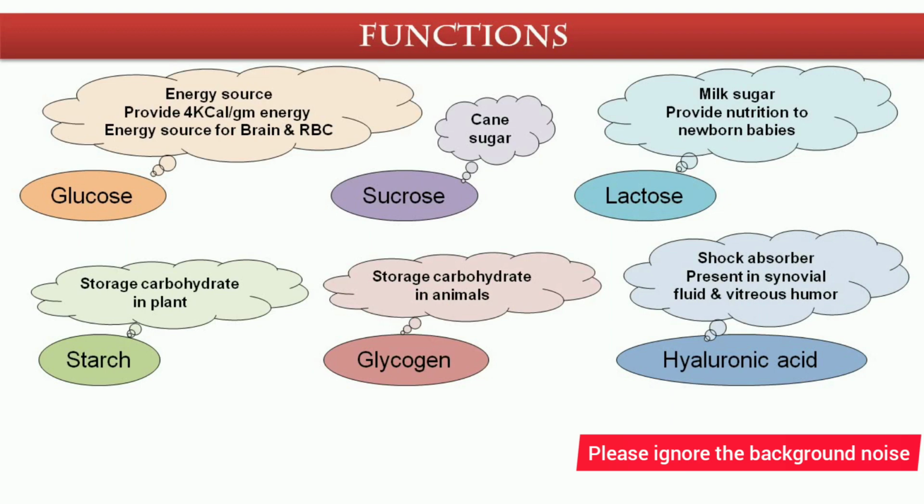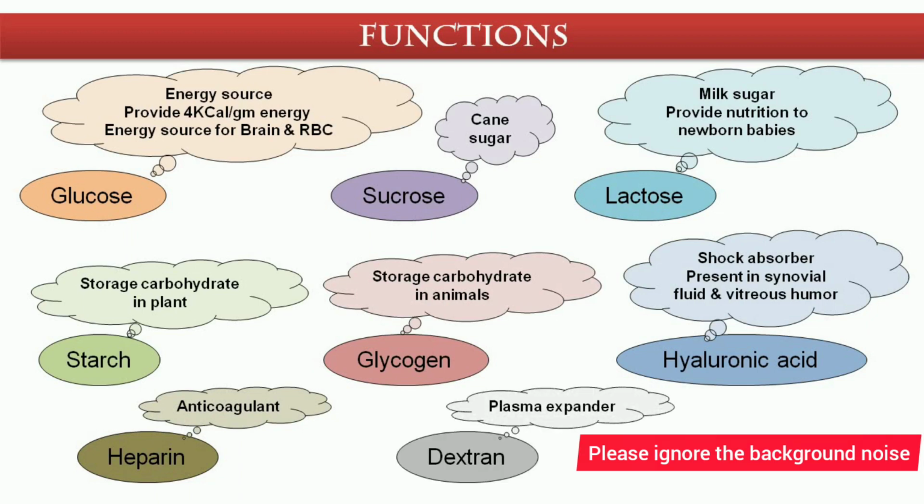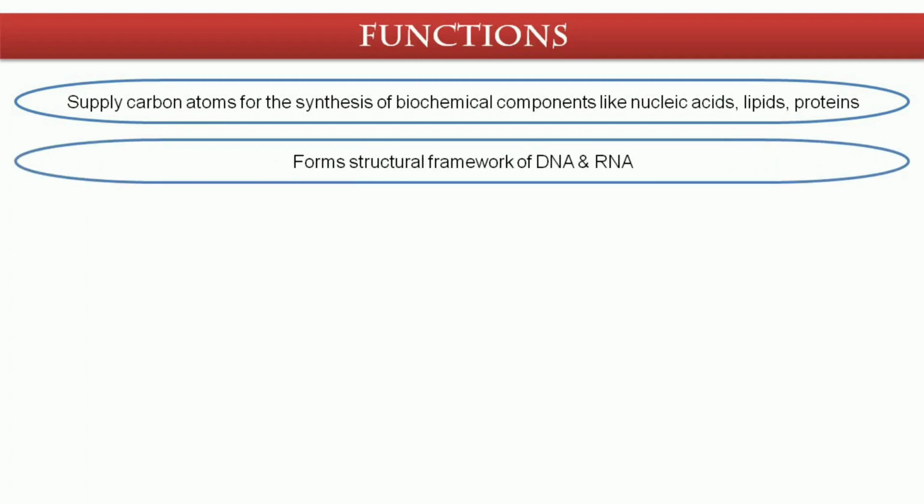Hyaluronic acid is a shock absorber present in synovial fluid and the vitreous humor of our eyes. Then we have heparin, which is used as an anticoagulant, and dextran, which is used as a plasma expander. Now more functions: carbohydrates supply carbon atoms for the synthesis of biochemical components like nucleic acids, lipids, and proteins. They form the structural framework of DNA and RNA.